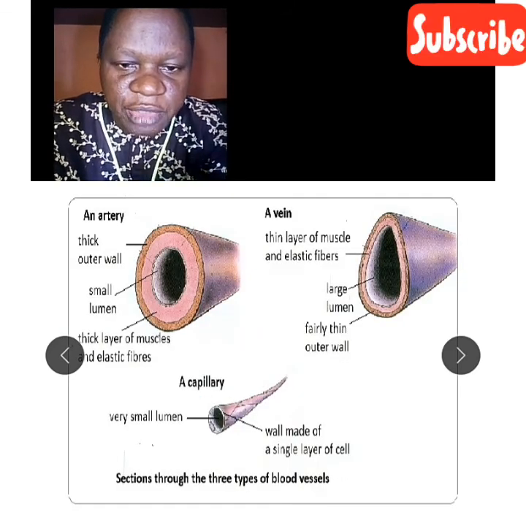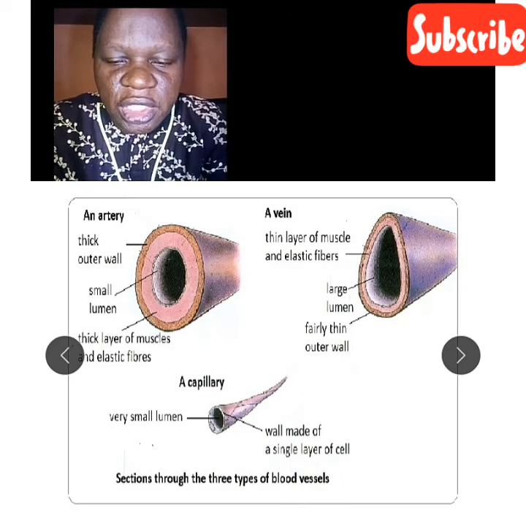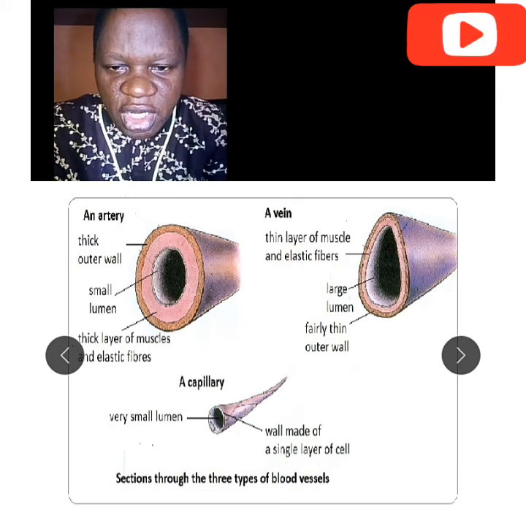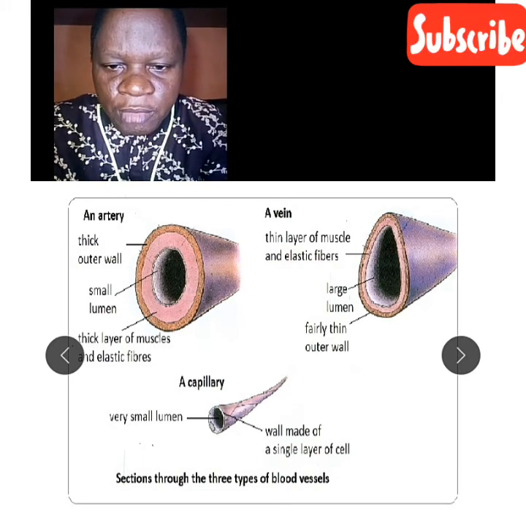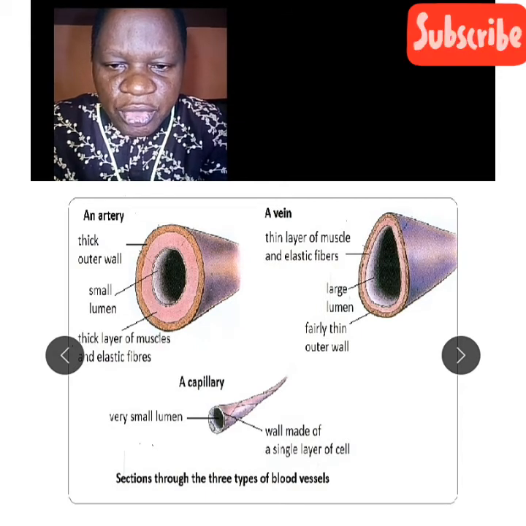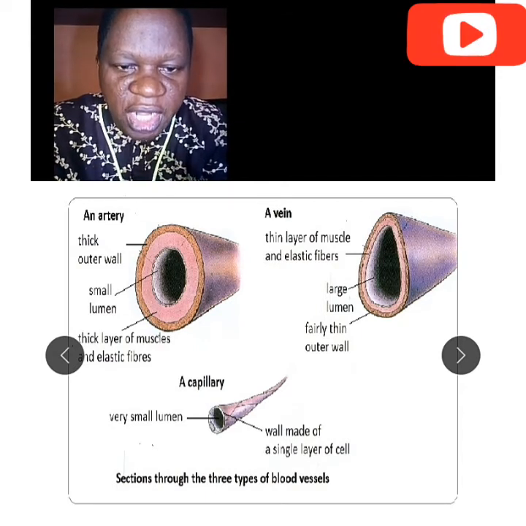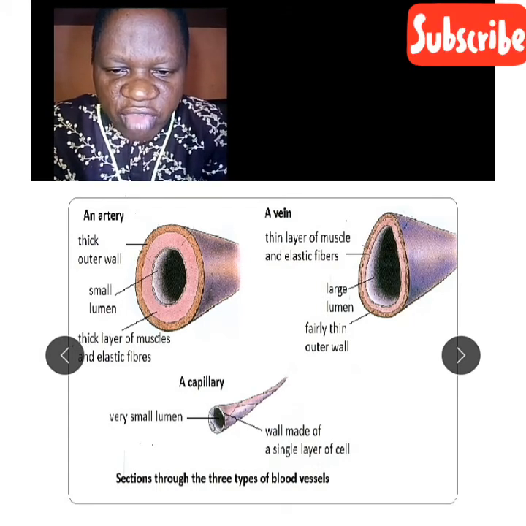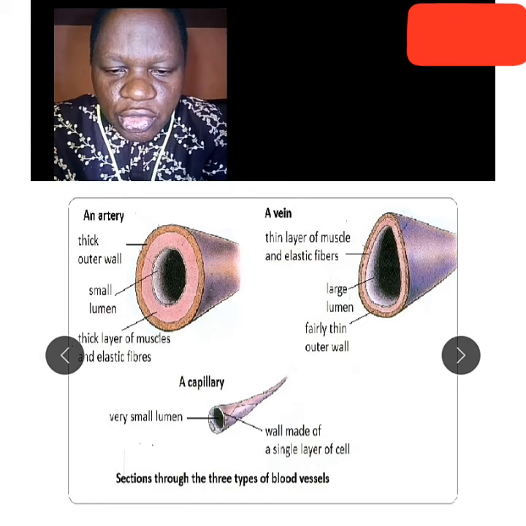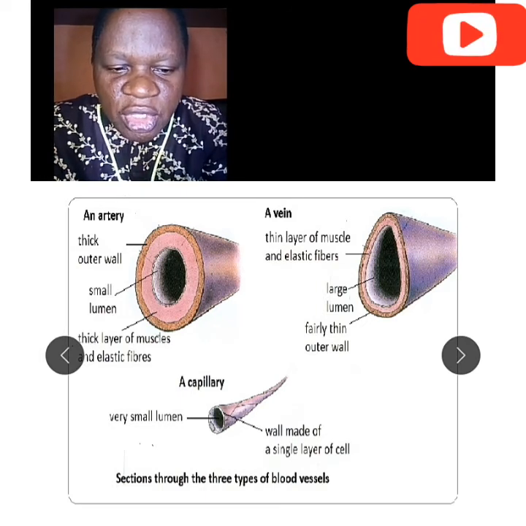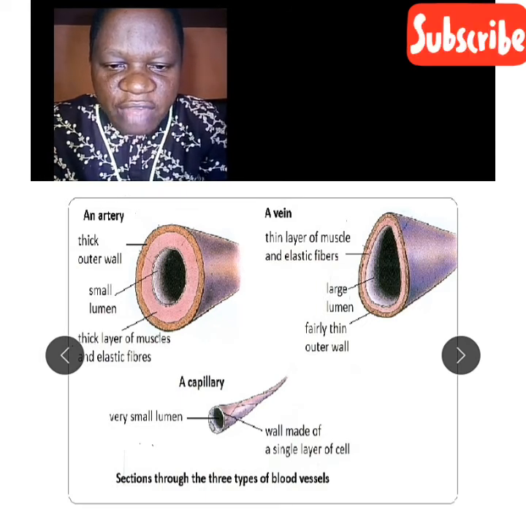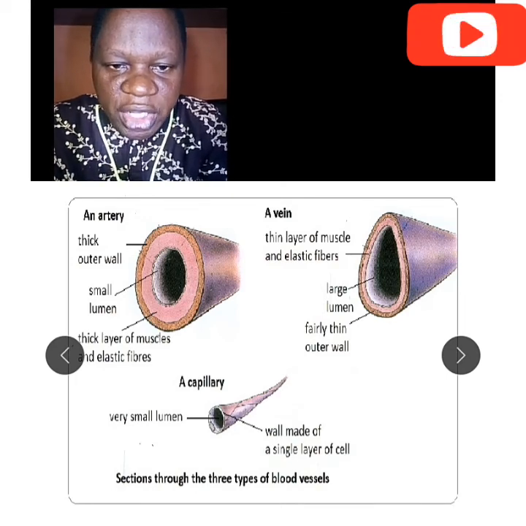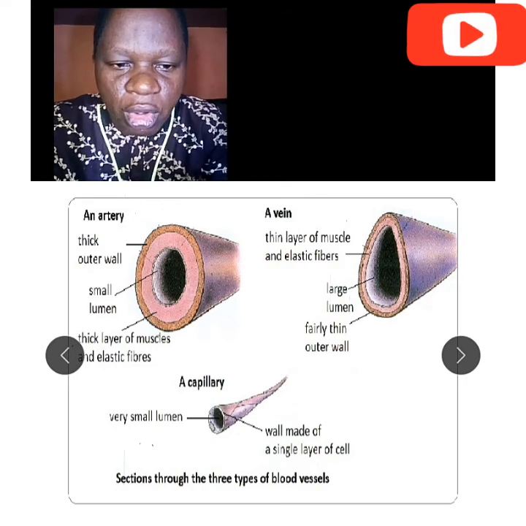This picture here shows the comparison between an artery, vein, and capillary. You can see the thick outer wall. You can see the small lumen. In the case of vein, see the large lumen. See the thin wall. And for capillary, very small lumen, and also the wall is made up of a single layer, unlike what you have in artery having more than one layer, the vein also having more than one layer.